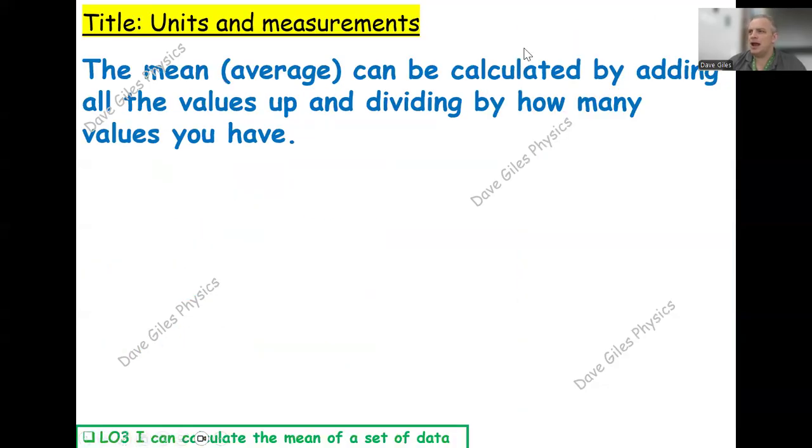So the mean, or average, can be calculated by adding all the values up and dividing by how many values you have. So again, it's another key term you need, and you've probably done this loads and loads of times, including probably even at primary school, perhaps.